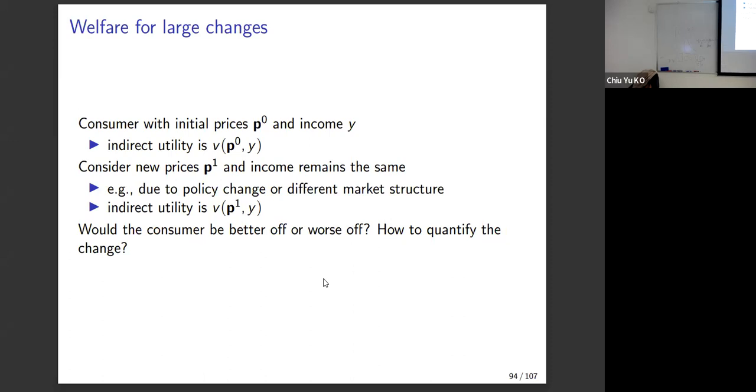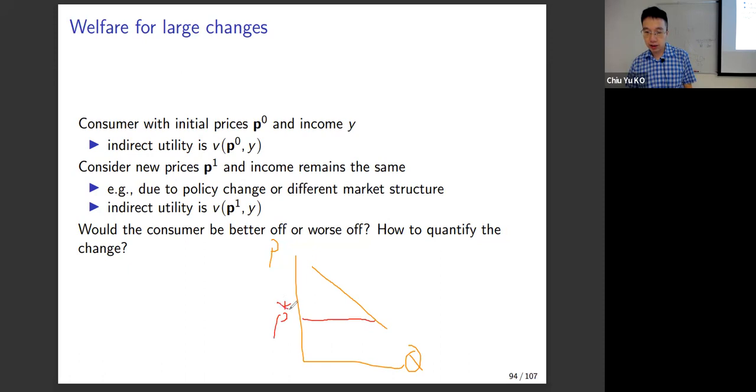Remember in intro micro, how you measure consumer surplus is the area under the demand curve, right? If you still remember, you have P and Q, and it's a line. Note that this is not the demand function, this is the inverse demand function, because the demand function is Q given P, and here I draw P given Q. If this is the equilibrium price, then the red area is the consumer surplus. You learned this in your microeconomic principles or intermediate class. This is the standard thing.